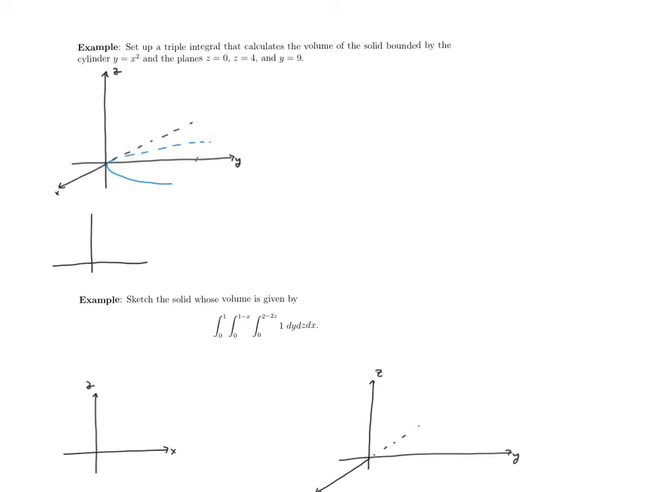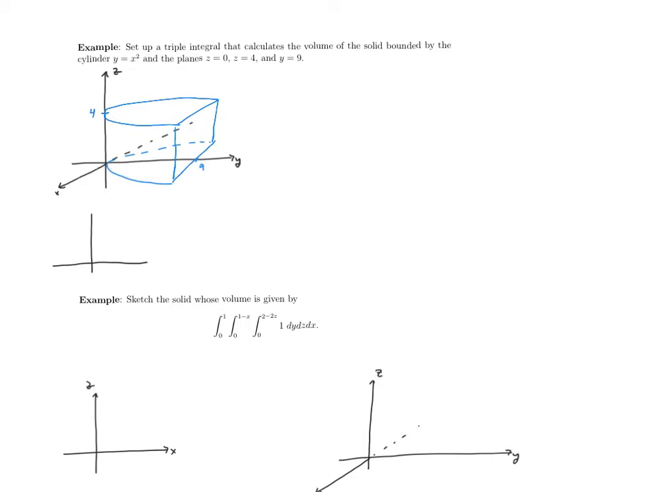So I'm going to mark off 9, but also remember this cylinder extends indefinitely upward and downward along that z-axis, but it's capped off below by the xy plane and above by the value of z equals 4. So if I indicate z equals 4, that would be the top part of the solid, and we are in the cylinder above z equals 0, and we're capped off on the right by y equals 9.